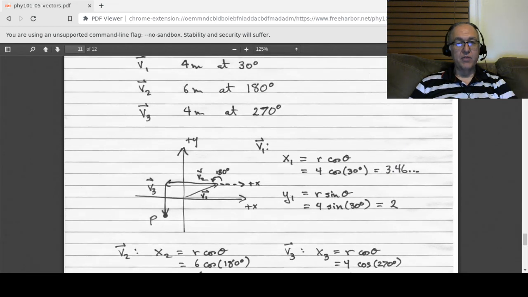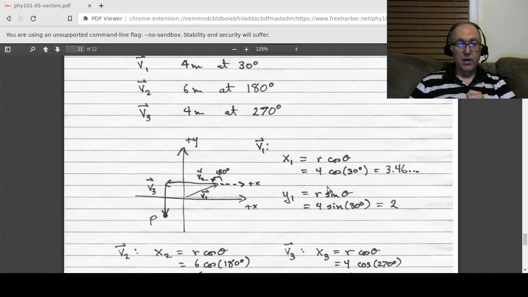Okay. The first thing you need to do is, I didn't teach you how to add vectors with polar coordinates. I taught you how to add vectors in Cartesian. But I gave you these vectors in polar, so you say, well, what do you do? Well, you have to convert from polar to Cartesian. Okay, so that's the first thing you do.